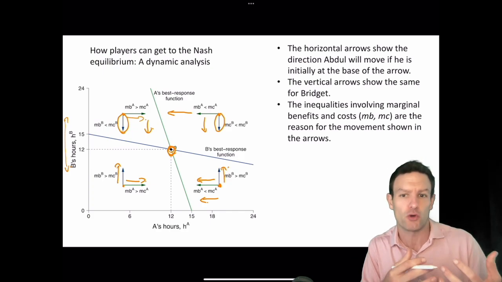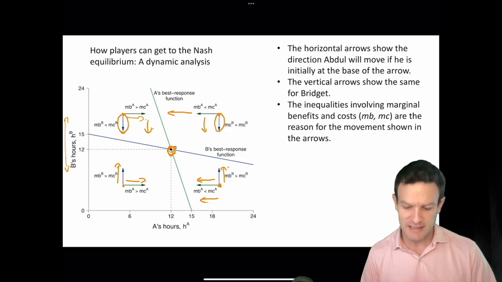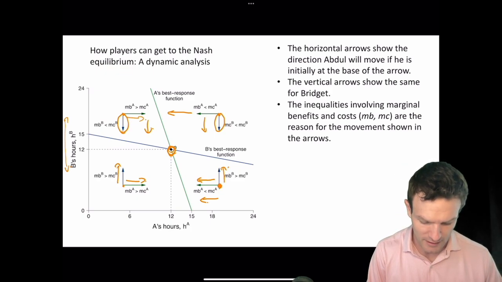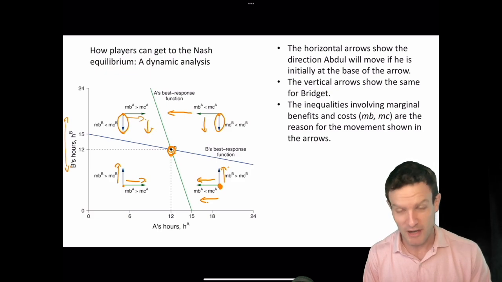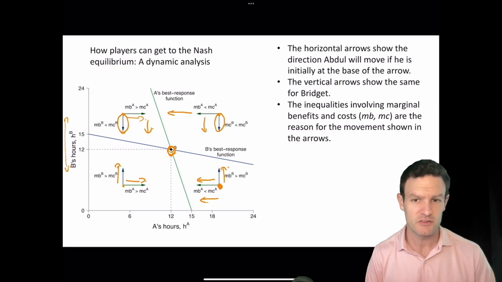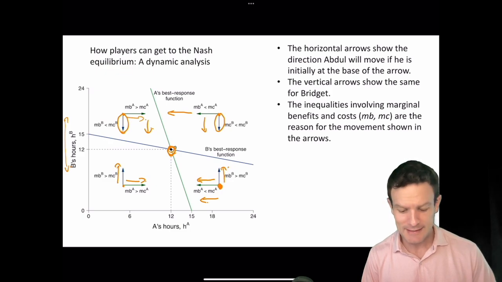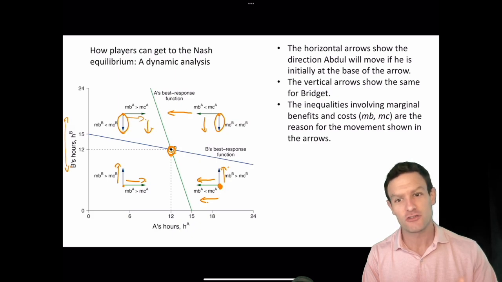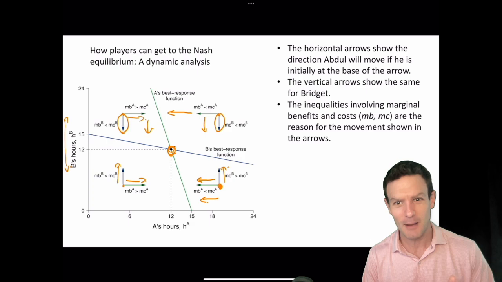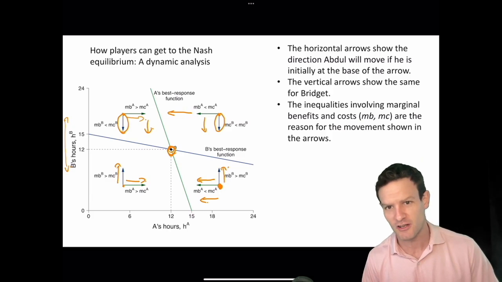These dynamics of the choices that they will make are then going to affect the choices that the other person would make. So obviously, if we started at a point down here in this kind of bottom right corner, we would see that Abdul is fishing a lot and Bridget isn't fishing that much. So because Abdul is fishing a lot, he should reduce his number of hours. And because Bridget isn't fishing that much, she should increase her number of hours. Now with that, what do we see and what do we think? Well, with Bridget increasing her hours, that's going to change the marginal cost and benefit calculation for Abdul. Similarly, if Abdul reduces his fishing, that's going to change the marginal benefit and marginal cost calculation for Bridget.